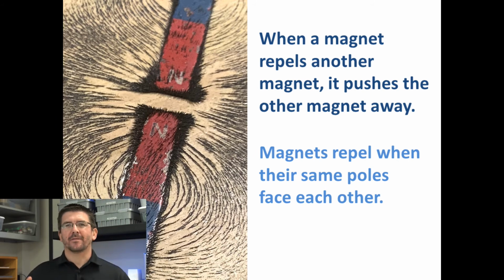For example, you have the north pole of one magnet lined up this way, the north pole of another magnet lined up this way. That's facing in opposite directions, even though it's the same pole, so they want to repel or push away from each other.